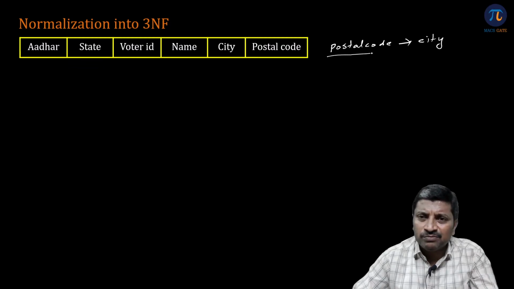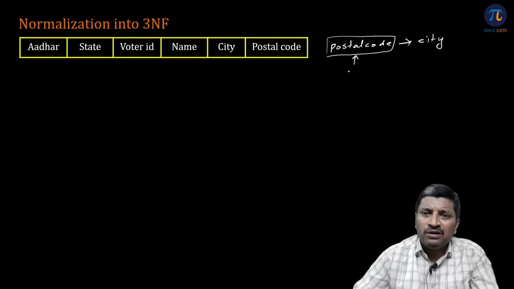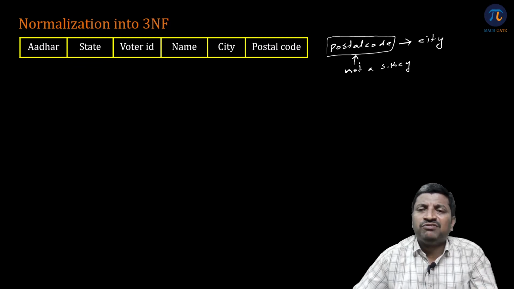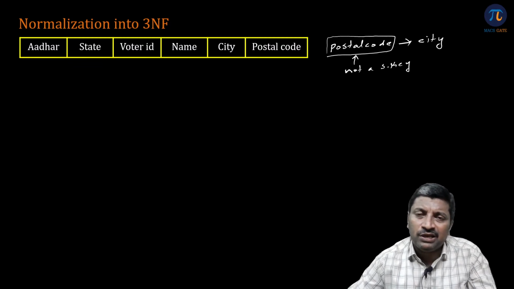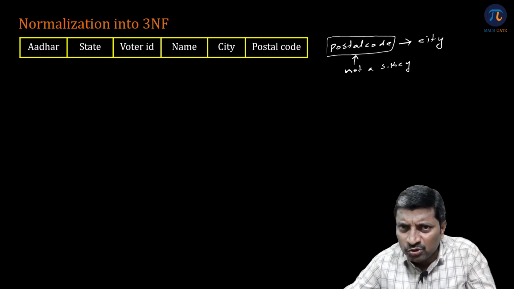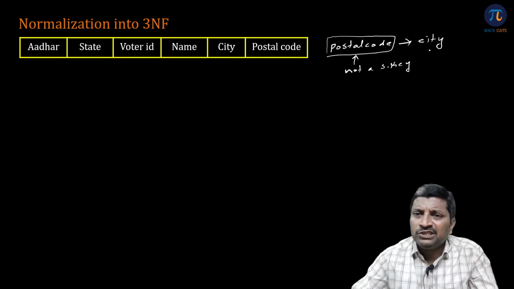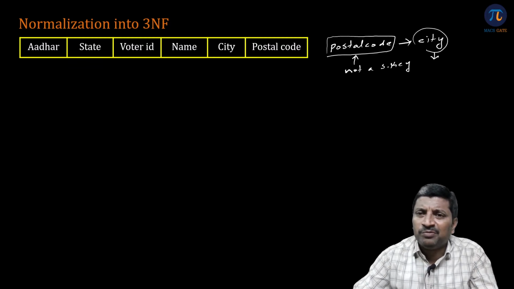Now the question is, is the left side a super key? No, sir. We have only two candidate keys. One is Aadhaar number, the second one is state and voter ID. So the left one is not a super key. So he is not satisfying the conditions. Then whether the right side is important to you, verify it. City, he is not a prime attribute. So that means he is not following the rules and he is not a VIP like an MP or MLA.